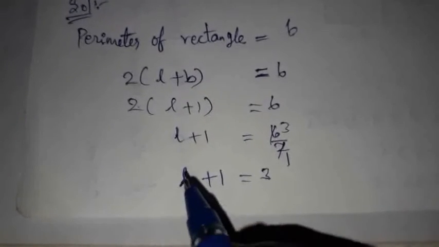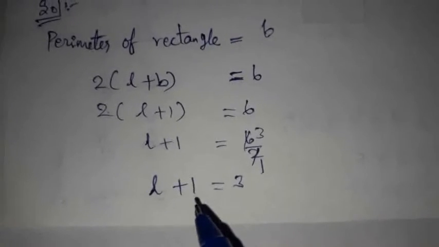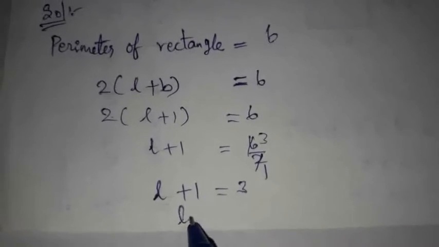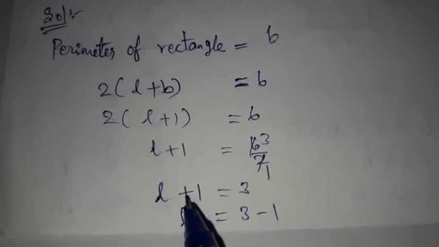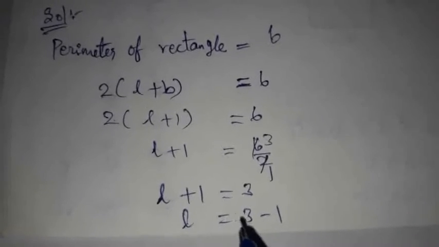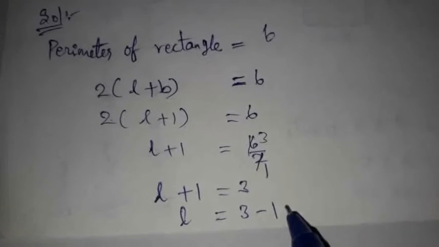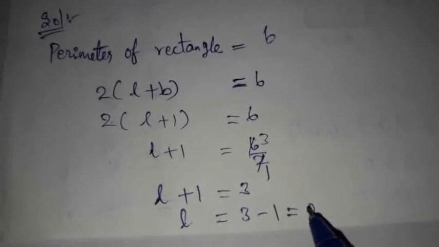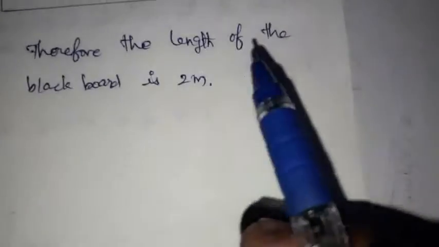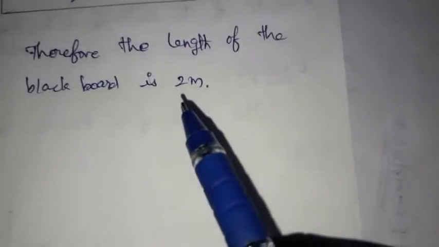We have to find the value of the length. So, I bring this constant to the right side. L equal to 3 minus 1 because here 1 is in addition. When it transposes, it will become subtraction. So, L equal to 3 minus 1. 3 minus 1 equal to 2. The value of the length is 2 meter. Therefore, the length of the blackboard is 2 meter. This is the answer for this question.